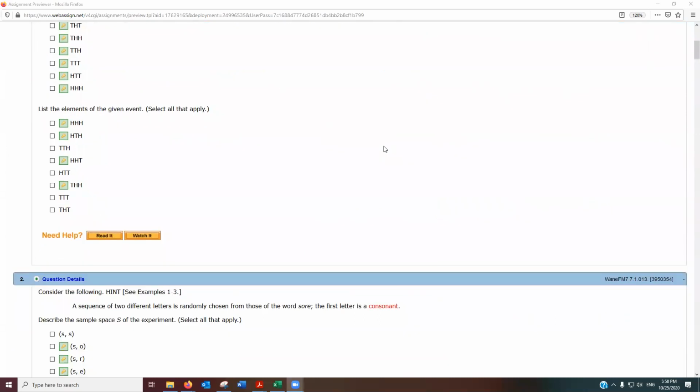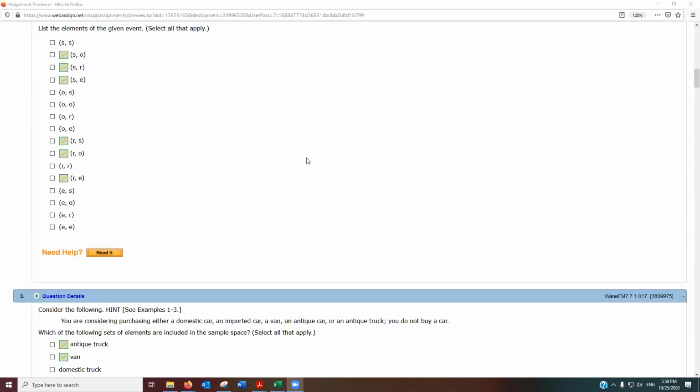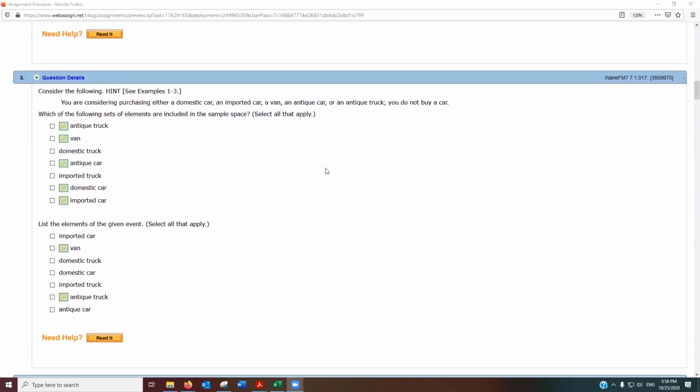All right, let's take a look at another problem. All right, let's take a look at number 3. It says here you're considering purchasing a domestic car, imported car, van, antique car, antique truck. Which of the following are elements in the sample space? Well, the sample space are really all of the possible outcomes of what I could purchase. So I'm just going to list out domestic car. Here's domestic car. Imported car. Here's imported car. Van. Here's a van.